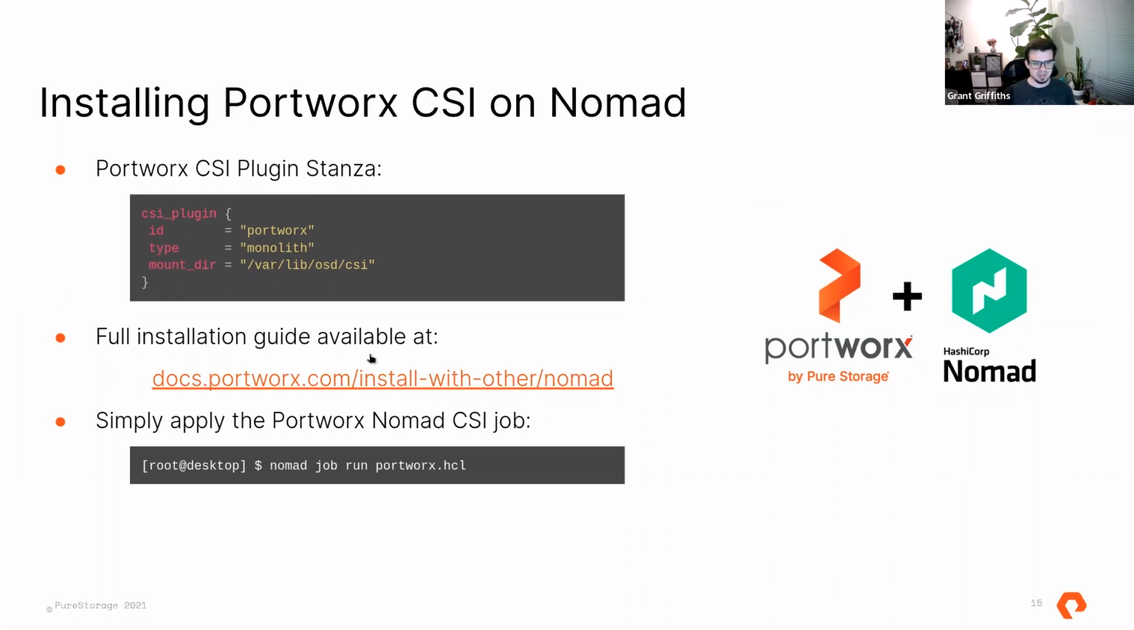And the full installation guide is available here at docs.portworx.com. Make sure to follow that if you're interested in using Portworx on Nomad. And really, it's straightforward. All you need to do is just apply a job, do nomad job run with portworx.hcl. Once you go to our docs, you'll find the example deployment. And yeah, that's all it takes to run Portworx CSI on Nomad.